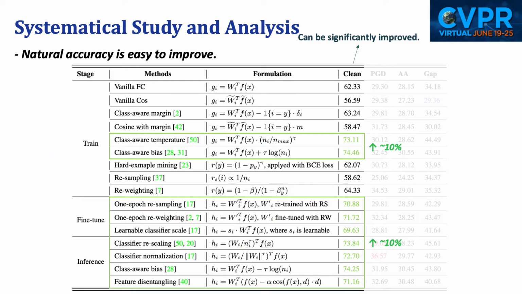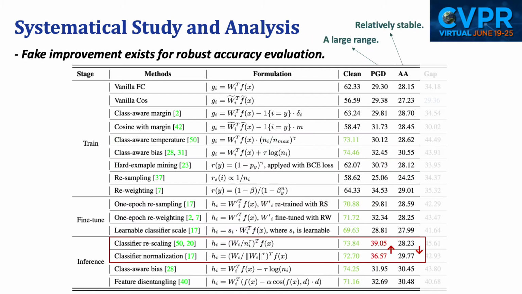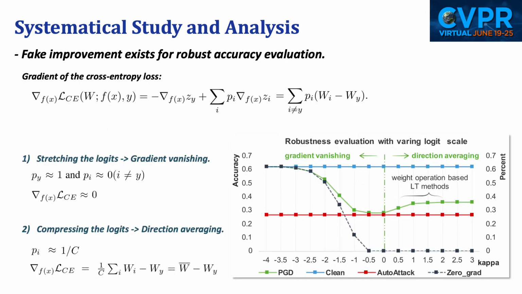We summarize some of the key observations and knowledge revealed by the empirical study. The first is that natural accuracy is easy to improve. A number of LT strategies are proved effective, as marked in green. In comparison, robust accuracy is relatively stable and hardly sees a large improvement. But we notice that classifier normalization and rescaling achieve impressive robust accuracy under PGD attack, as marked in red, while the auto attack evaluated results remain ordinary. We denote this as a fake improvement caused by unreliable robust accuracy.